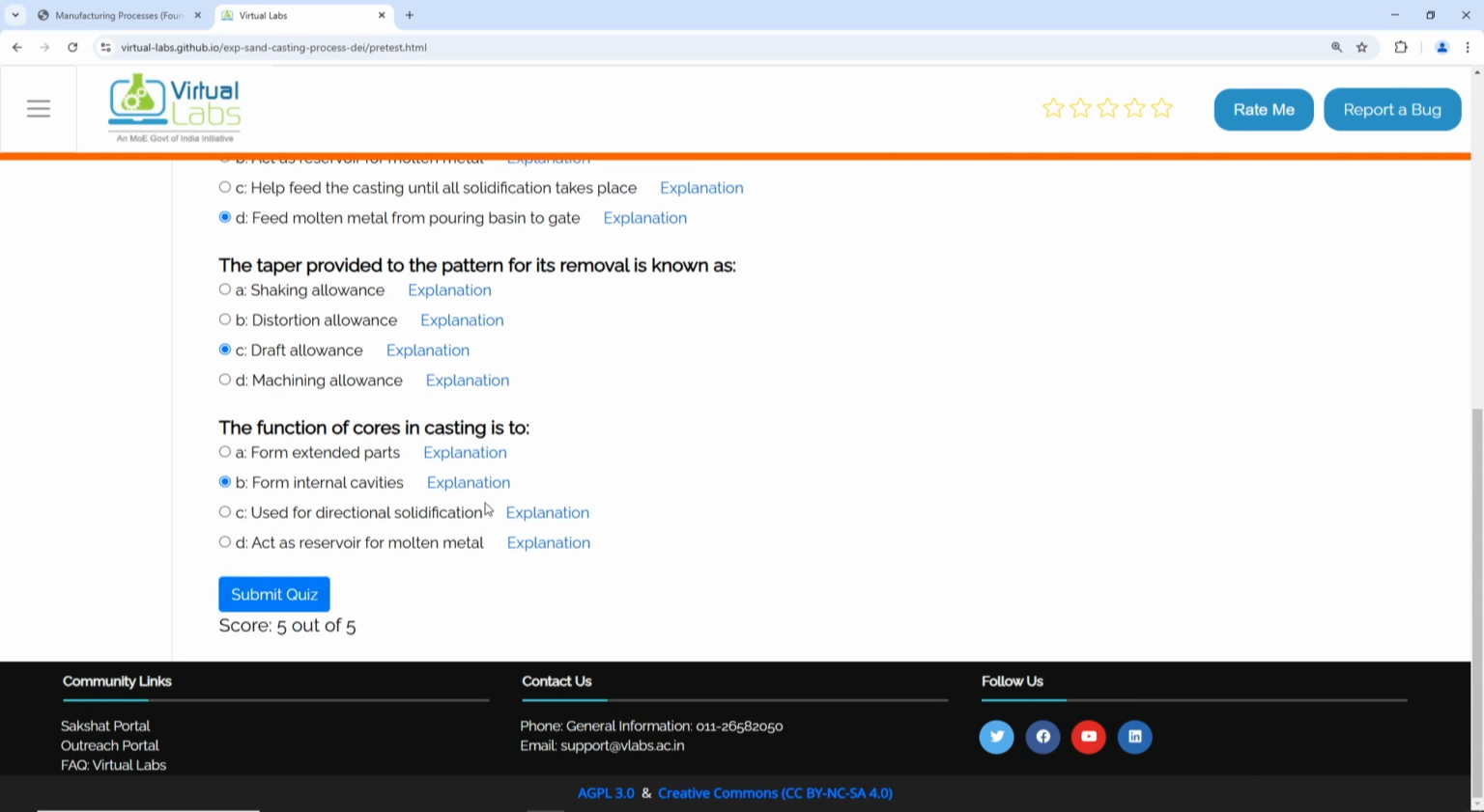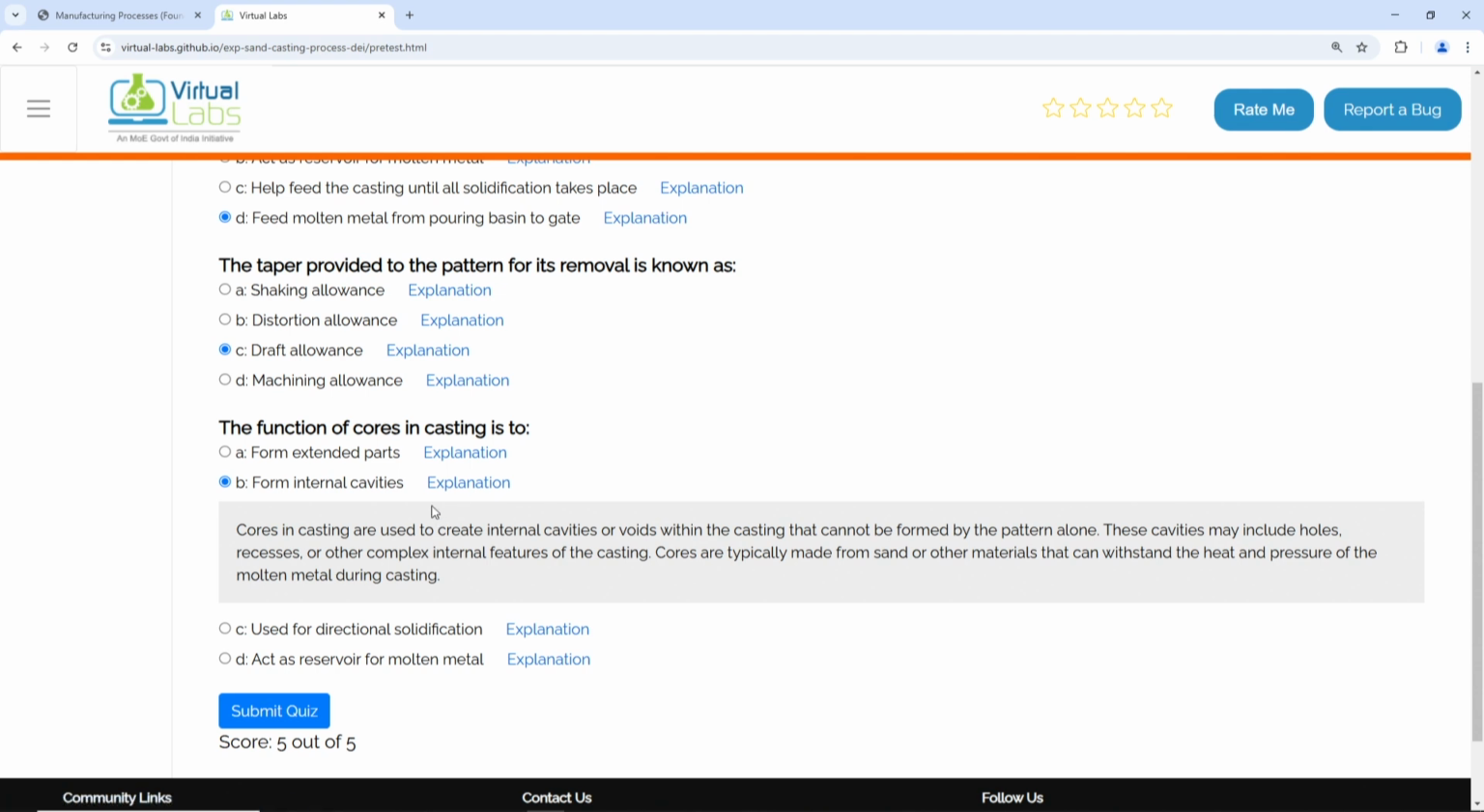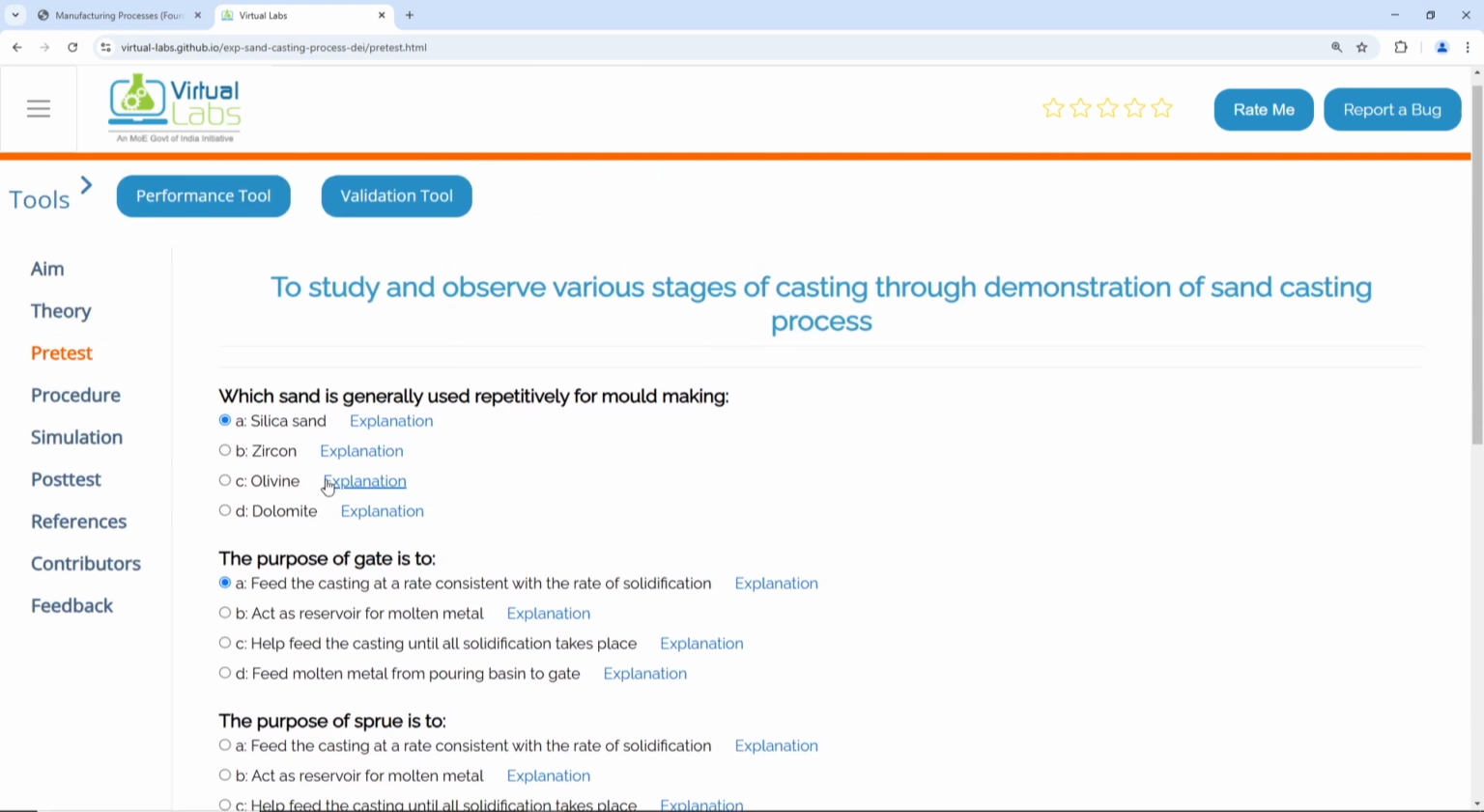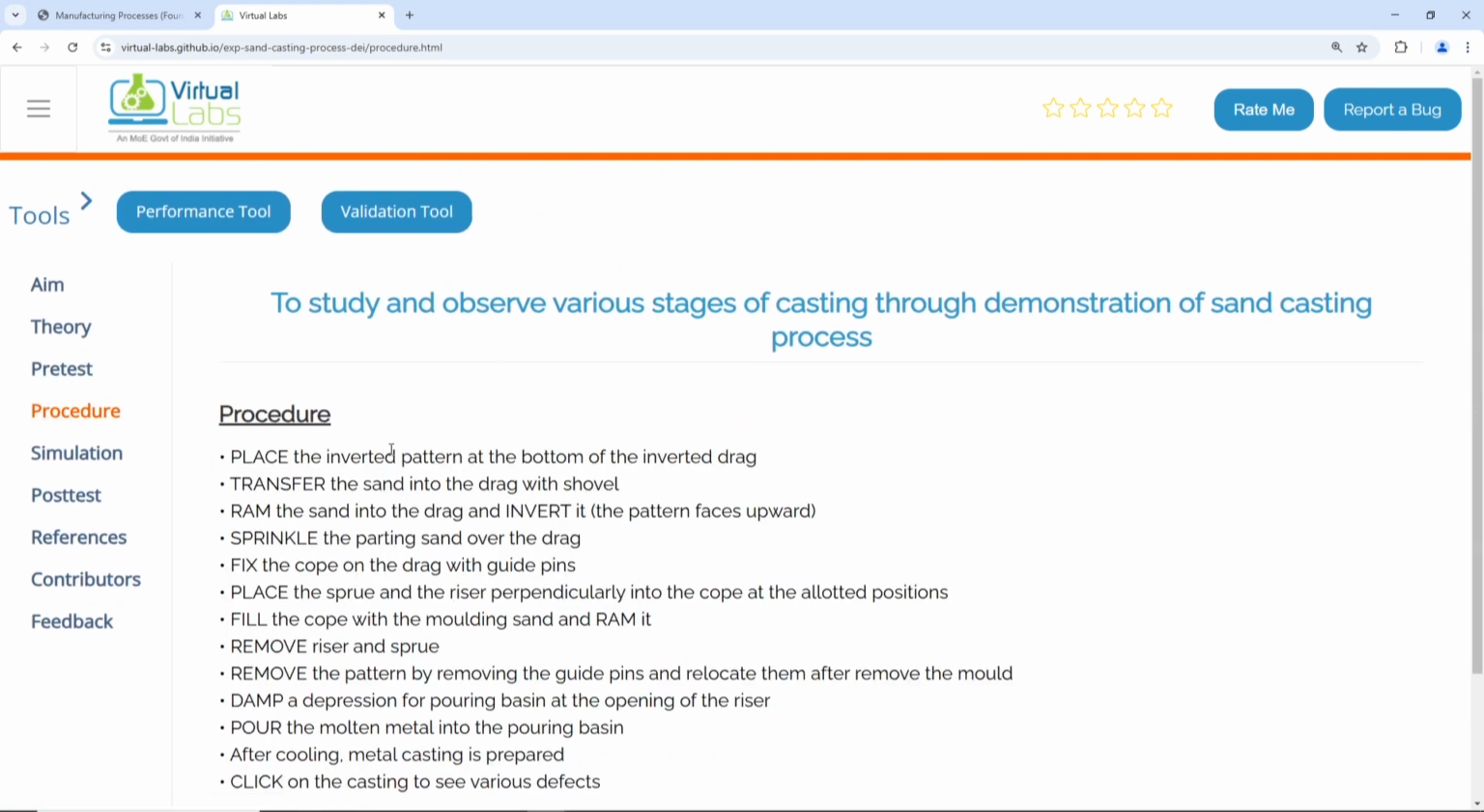For each of the answers, you will also find an explanation. If you click the explanation link here, it will give you the complete explanation of why this is the answer. Even if you mark the wrong answer, it will still give you an explanation of what the right answer is and which answer you should have marked. So you will get scores accordingly. I have gotten 5 out of 5 here. The next part is the procedure.